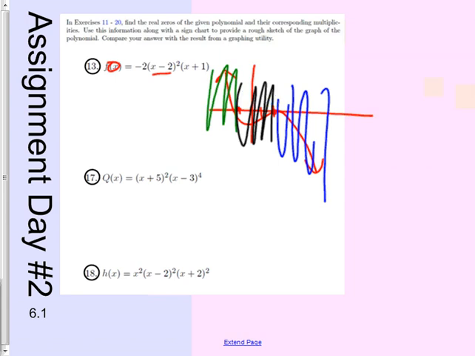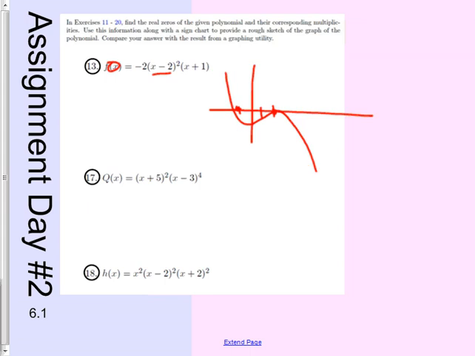All right, so back to, make a sketch for me. You know what degree it is. You know how the story ends by looking at that -2 in the front. You should be able to make a little sketch. So what is our goal here? Our goal is to provide a rough sketch of the graph.